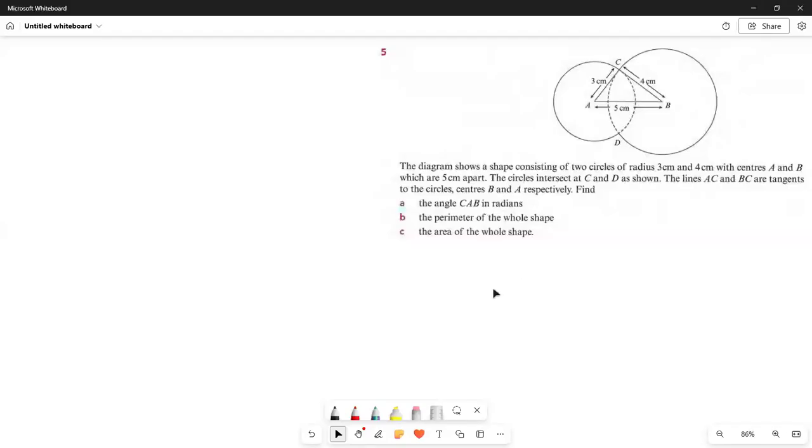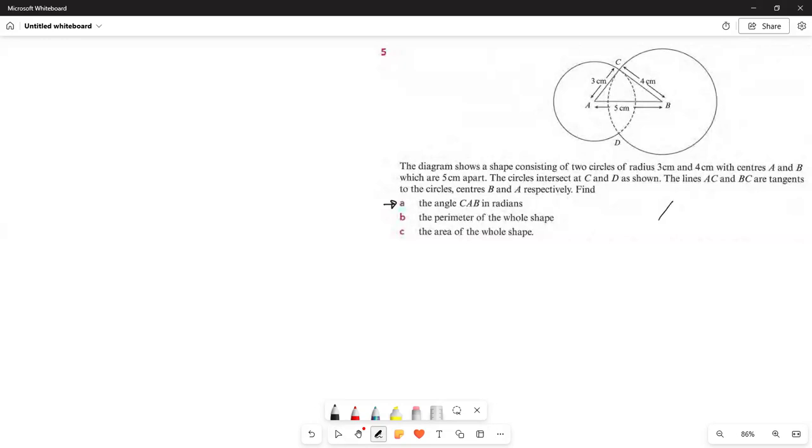Hello, today we will solve this question number 5. It's a bit complicated, let me tell you in advance. Question number 1, part A is quite easy. What is it? The angle CAB.